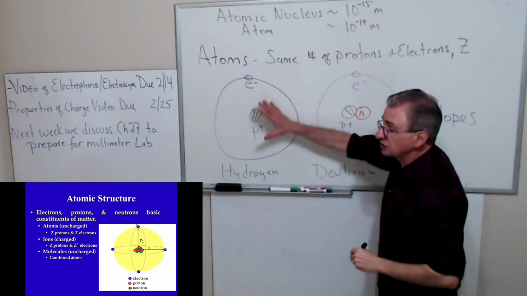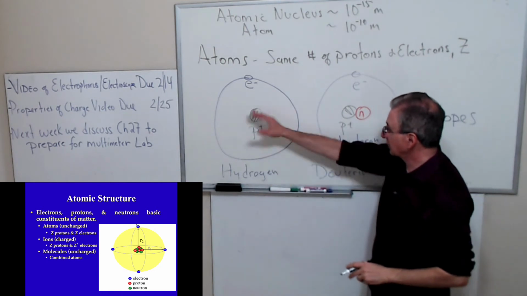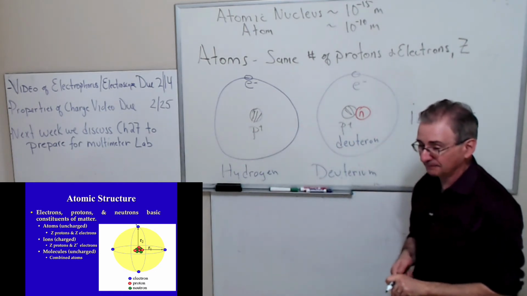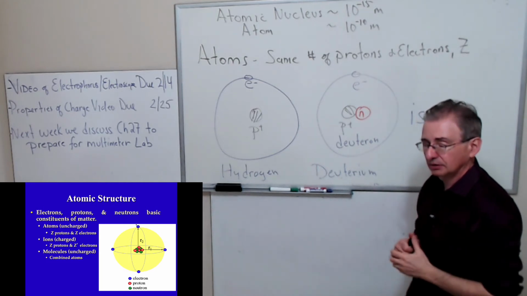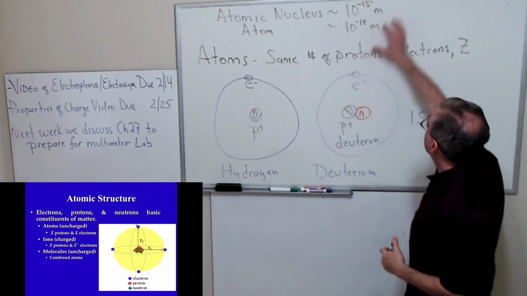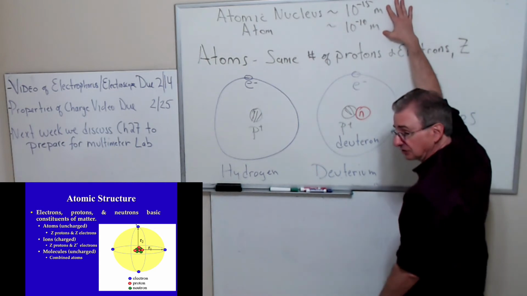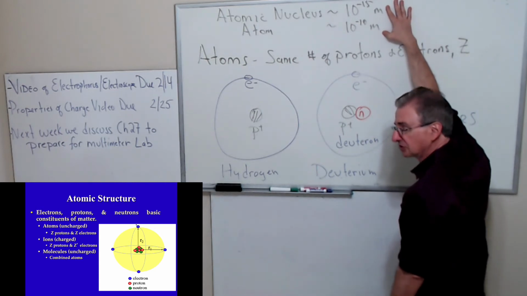So there's a lot of space between the electron and the proton in an atom. Even if it's a big atom, there's a lot of space. This is a factor of 100,000. Just scale it up to our size to see what that means.